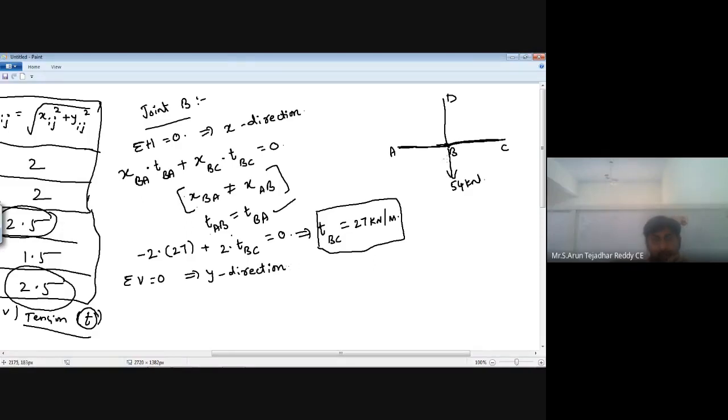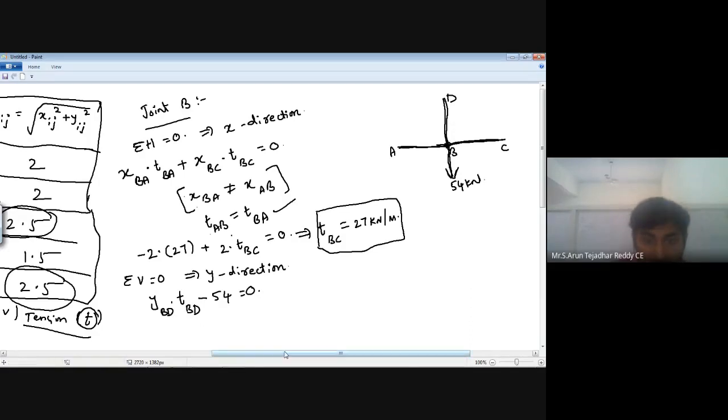How many vertical forces are acting in this joint B? That is 2 vertical forces. One is BD, another one is 54. BD is in y direction, so YBD into TBD, and 54 kilonewton is equal to 0.